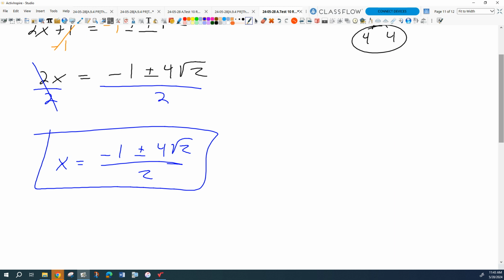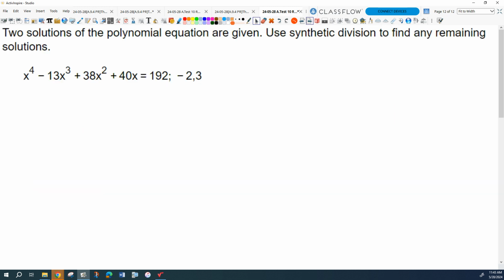Okay, one more. Okay, how about this one? Now look at the original equation there. What's the degree of that polynomial? So it's 4. So how many solutions should I expect? 4. How many did they give me? 2. They give me 2 solutions, so I should be able to divide synthetically with both of those and get remainders of 0. Exactly.